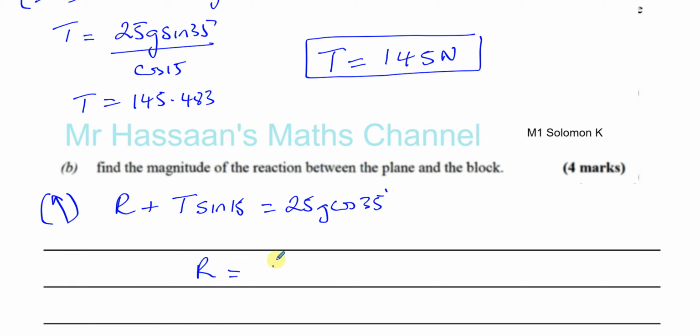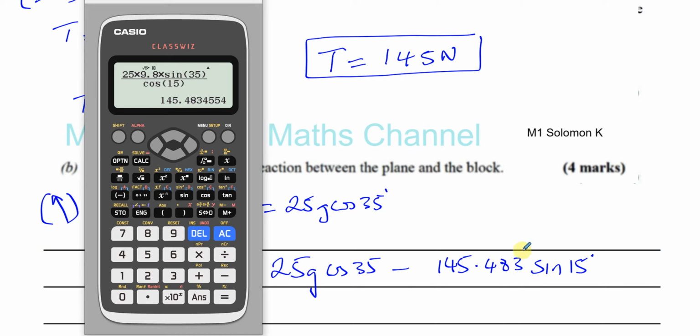So we're going to have 25g cosine 35 minus 145. I'll put the more accurate version of it in here so we can show we're keeping accuracy. So R is equal to, and so let's just put this as we already have it, multiply this by sine 15, and that gives us, that's the answer in the calculator now.